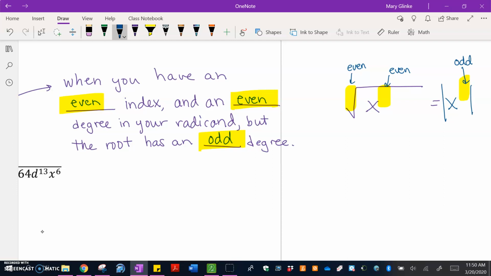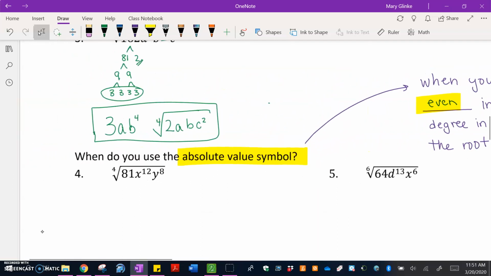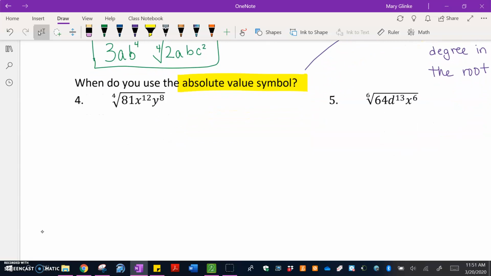And you'd have to check each term individually. So for instance, if it was a y and you had an even exponent for your y, but you got an even answer out, you would not need the absolute values because it doesn't follow the even, odd pattern. So let's see what this looks like with a couple more examples. For numbers 4 and 5 here, both of them are going to use the absolute value symbol in some format.